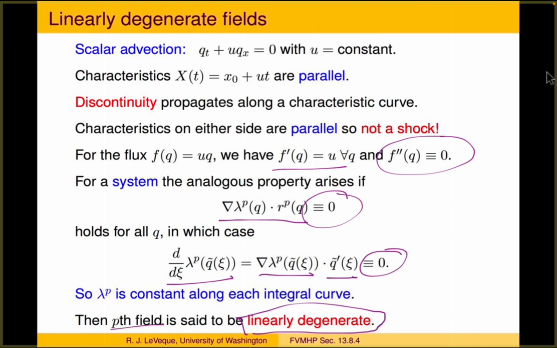So this is one extreme. The other extreme was where this inner product was always non-zero for all q on the integral curve. There can, of course, be intermediate things which are more like non-convex but nonlinear scalar equations, but the simplest ones inherit these kinds of properties that we saw in the scalar case.